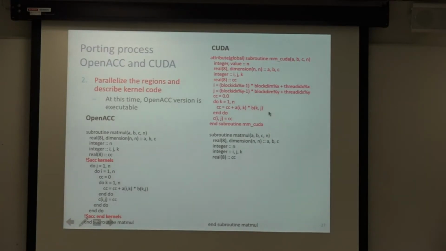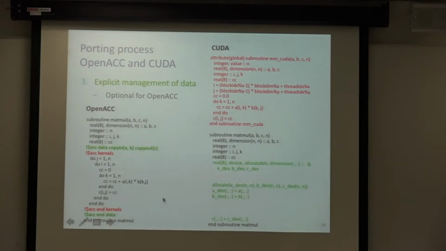In the case of CUDA, we have to parallelize the bottleneck regions and write the kernel codes. At this time, the OpenACC version is already executable. In CUDA, we have to manage data transfer between CPU and GPU explicitly, like this green code. In OpenACC, this process is optional.